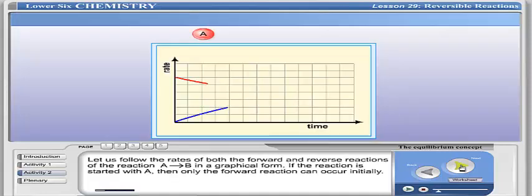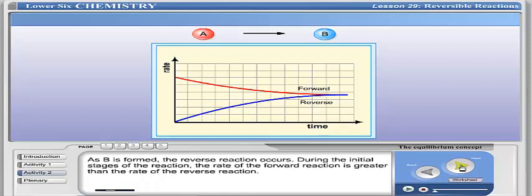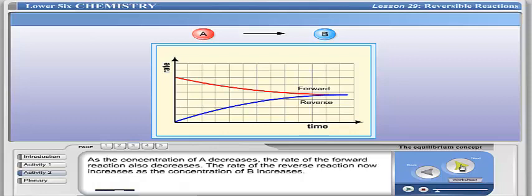Let us follow the rates of both the forward and reverse reactions of the reaction A gives B in a graphical form. If the reaction is started with A, then only the forward reaction can occur initially. As B is formed, the reverse reaction occurs. During the initial stages of the reaction, the rate of the forward reaction is greater than the rate of the reverse reaction. As the concentration of A decreases, the rate of the forward reaction also decreases. The rate of the reverse reaction now increases as the concentration of B increases.